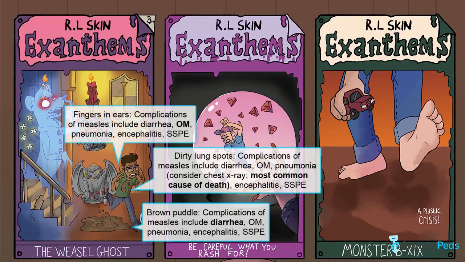These include diarrhea and otitis media, which are the most common, and pneumonia, which is the most common cause of measles-associated death. You'll notice that these complications are all depicted by the young kid that is attempting to outrun our weasel specter. Specifically, diarrhea by the brown puddle he's splashing through, otitis media by him plugging his ears, and pneumonia by the dirty lung-shaped spots on his chest from splashing in the puddle.